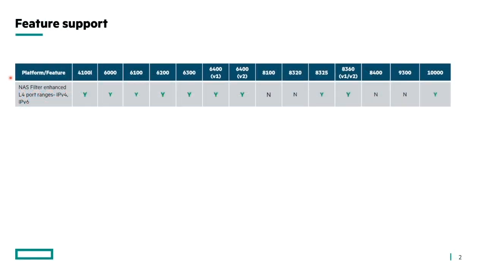And another reminder relating to the feature support aligned to the platforms for the NAS-Filter enhanced port ranges. As you can see, the omissions here are the 8320, 8100, the 8400 and the 9300.